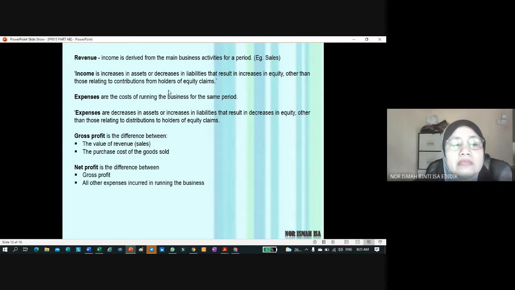Okay, as for expenses, this is a cost of running a business. For example, water bill, gas expenses, promotion expenses, salary expenses, insurance expenses. These are all the expenses that were incurred during the period.